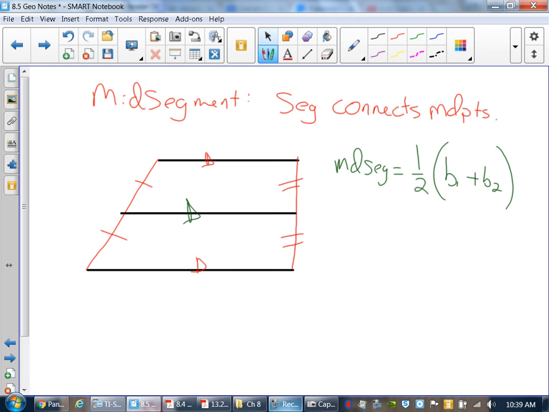Now there's a couple of different ways that we can write this out. Obviously, this is the most generic one. This is the way that most textbooks will write it out. They always put things with fractions. Now, knowing how much you guys absolutely love fractions, I will show you another way. So the mid-segment is equal to half.